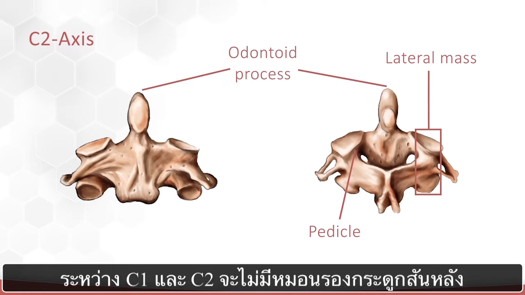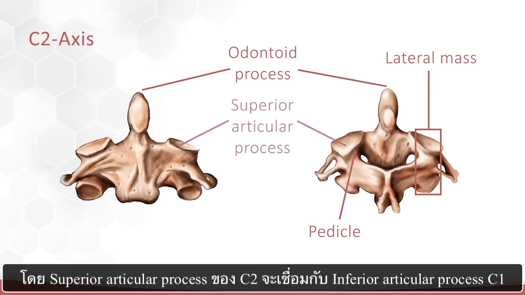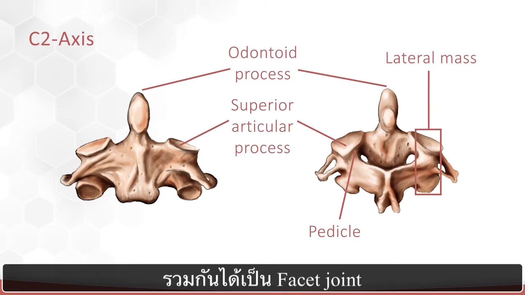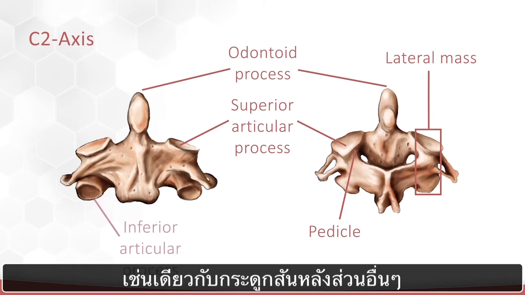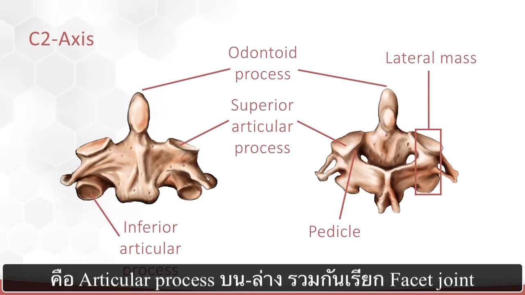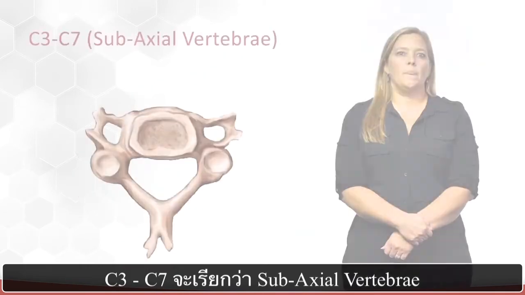There's no disc present between C1 and C2. And the superior articular process of C2 articulates with the inferior articular process of C1. Together, they are referred to as a facet joint. Similarly, the inferior articular process of C2 articulates with the superior articular process of C3, and so on along the spine, making up all of the spinal facet joints.